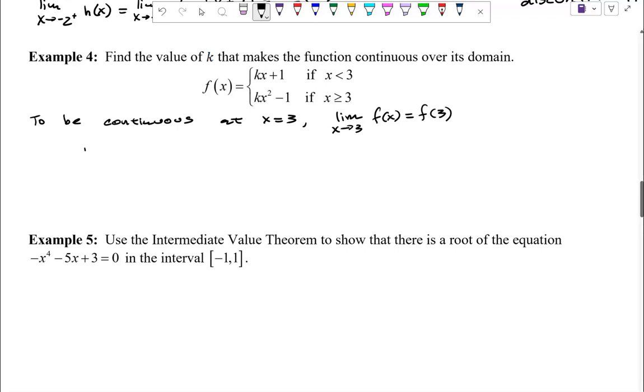In other words, kx plus 1, if I put in the 3 for x, would look like this. That's going to have to equal kx squared, plugging the 3 in for x, minus 1. In order for the limit to equal the value of the function there, these two expressions have to be equal to each other here. So that's 3k plus 1 is equal to 9k minus 1, which will give us 2 is equal to 6k, so k is equal to 2 over 6, or 1/3.